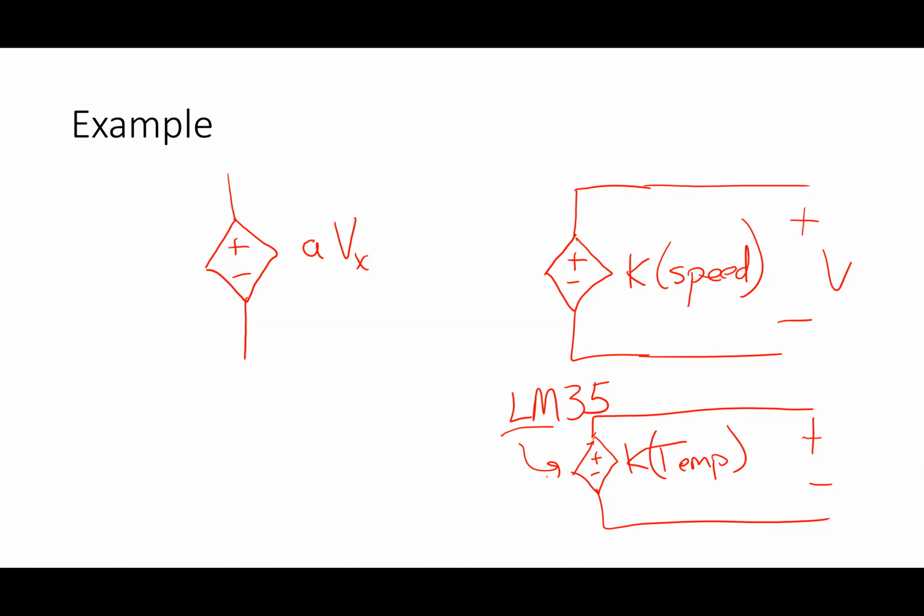Dependent sources are not real things. They're models for real things. You can't go to the store and buy a dependent source, but you can buy a generator, and you can model that generator in your circuit as a dependent source.